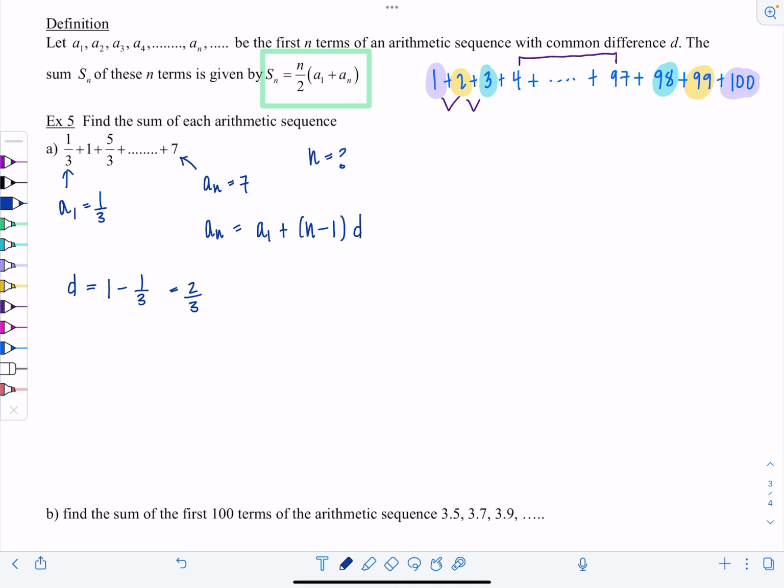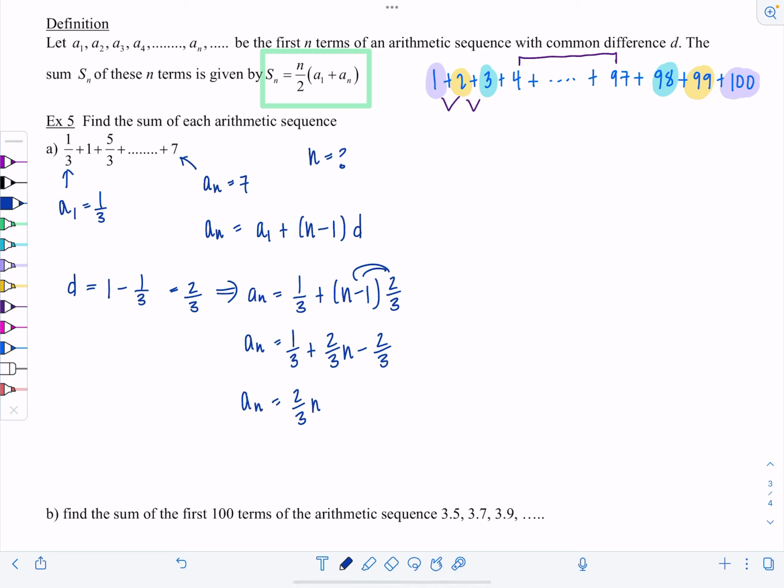So here our rule for the nth term, an, would be a1, which is 1/3, plus n minus 1 times d, which is 2/3. All right? Good. Now let's clean up here. So an equals 1/3 plus, distribute here, 2/3 n minus 2/3. So that leaves us with an equals 2/3 n minus 1/3. Okay, that's the rule for the general term, and I know the last term here is 7.